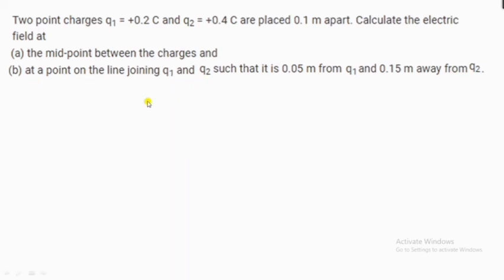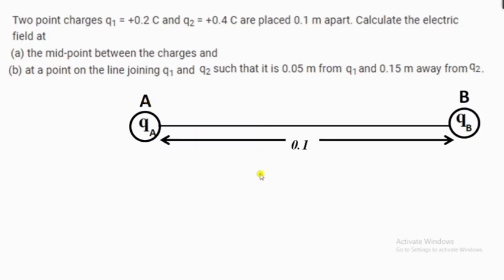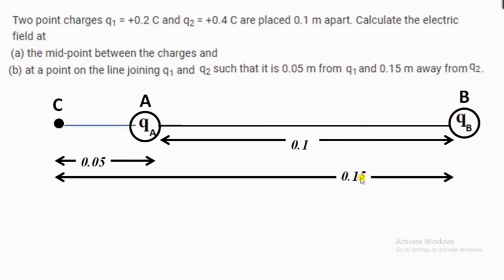Now for the second case we have the charges like this, at 0.05 meter from Q1 and 0.15 meter from Q2. So this is suppose Q1, then from here 0.05 is this distance, and from here this distance is 0.15 meter. Now out here the electric field due to QA will be towards the right, away from the charge, and from here also the electric field will be towards the right only, because this is also a positive charge and the electric field will be away from the charge. Now I have to find the resultant of these two.